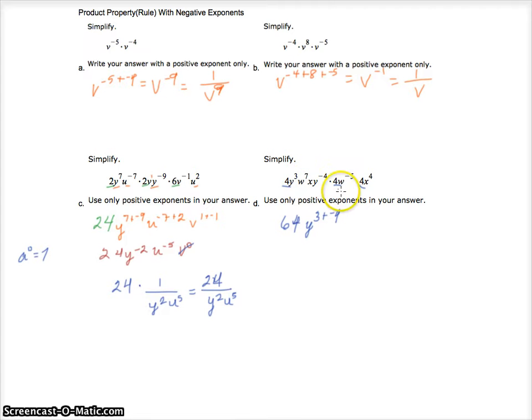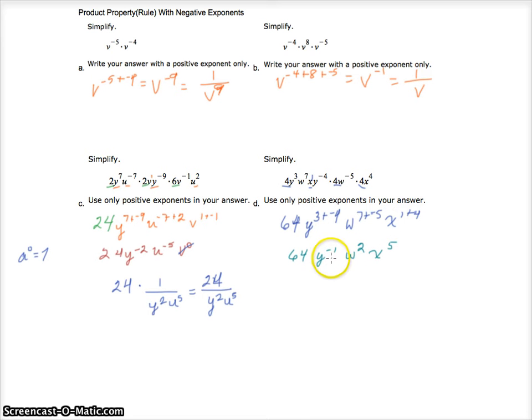And then I get w to the 7, w to the negative 5. So it's w to the 7 plus negative 5. And then I have x to the 1 and then x fourth. So it's x to the 1 plus 4. When I simplify this, I get 64 y to the negative 1 w squared x to the 5th power.